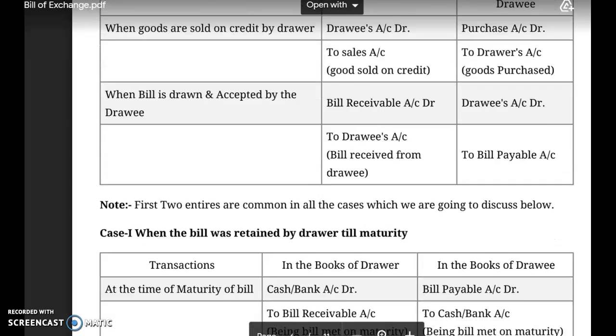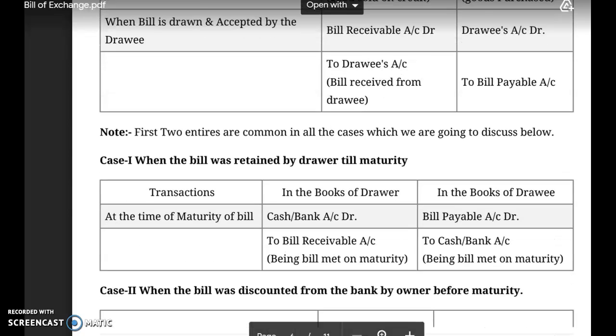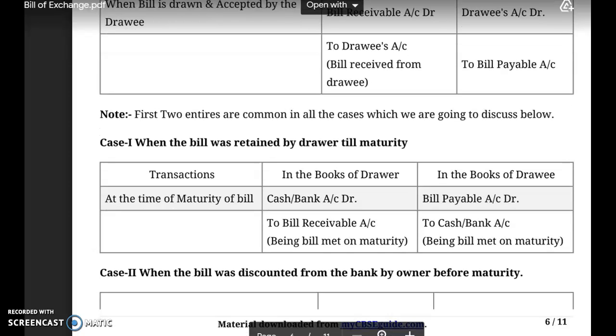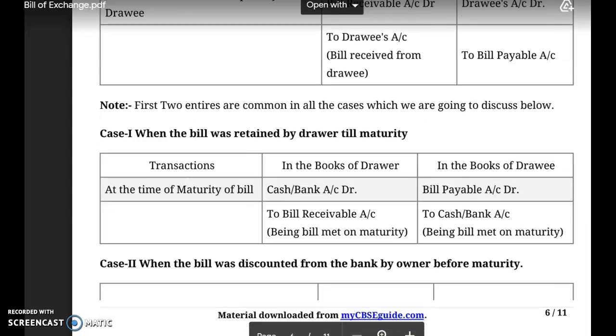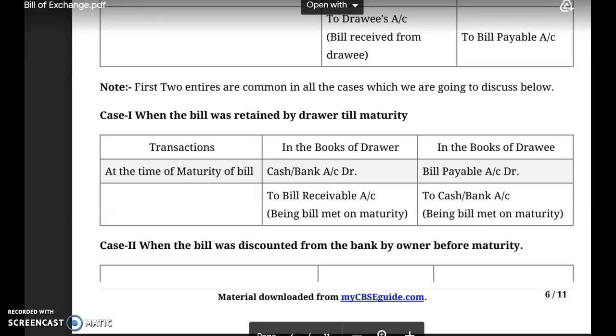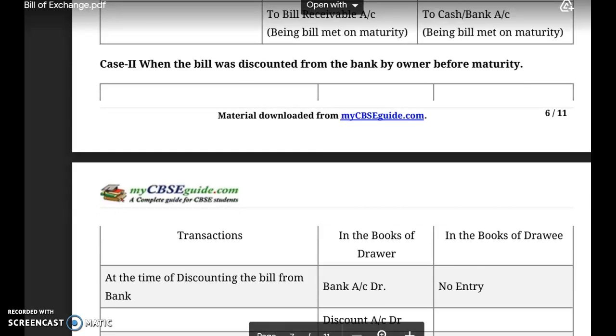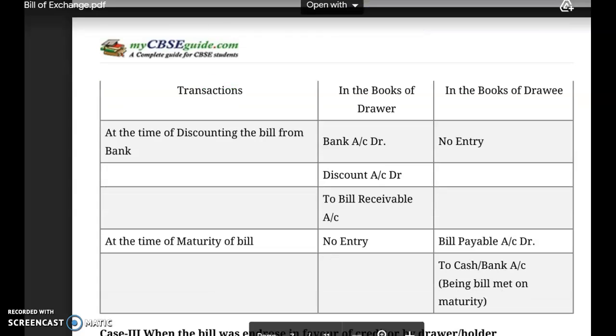Now again, in the other cases, as I told you, when the bill was retained by the drawer till the due date, payment being received, there is no problem. Now on the due date, the drawee's duty is just to make the payment, that is, bills payable account debit to cash or bank account. You would find in all these cases, in the second case, discount account is debited as the bill has been discounted from the bank.